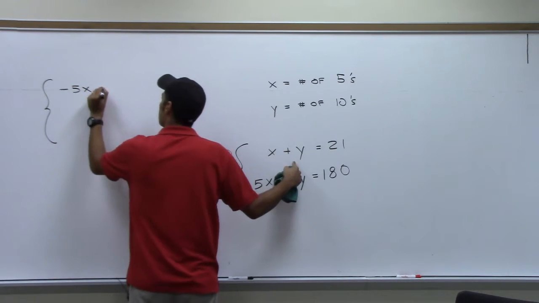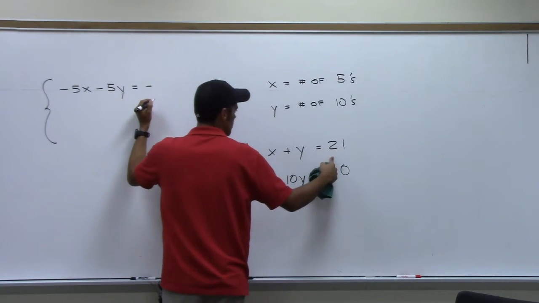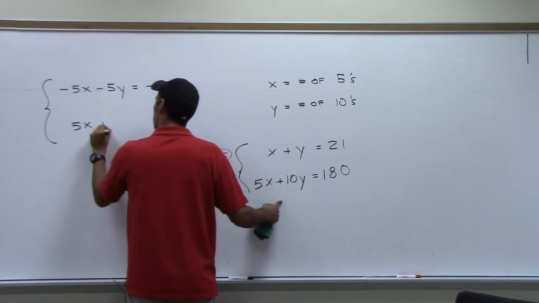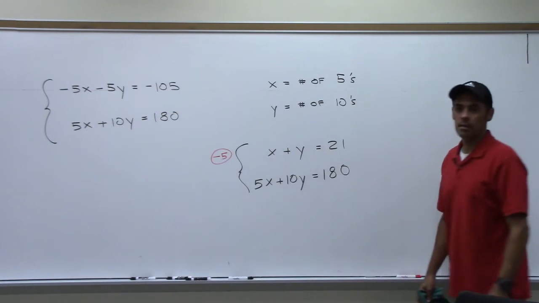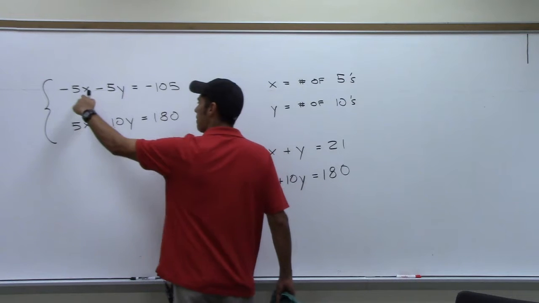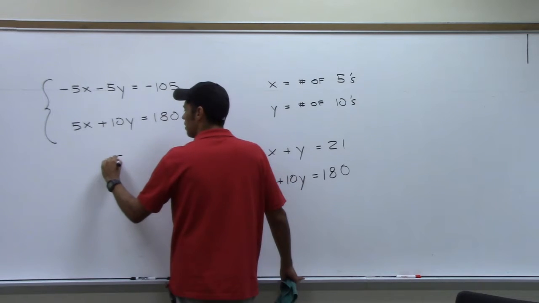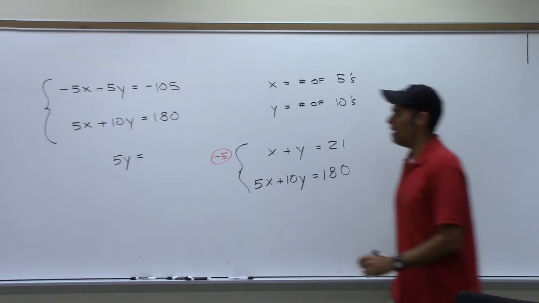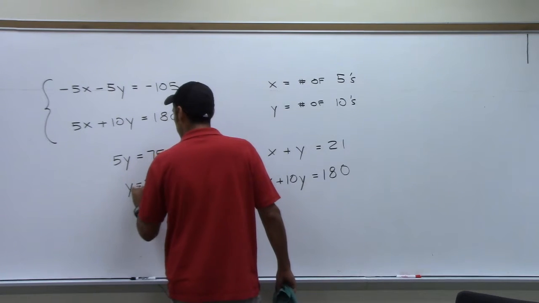-5x minus 5y equals -105. And then the bottom is 5x plus 10y equals 180. And then we add straight down, and we get 0, and then how many y's? 5 y's. And -105 add 180 is 75. And divide through by 5. Y is 25.